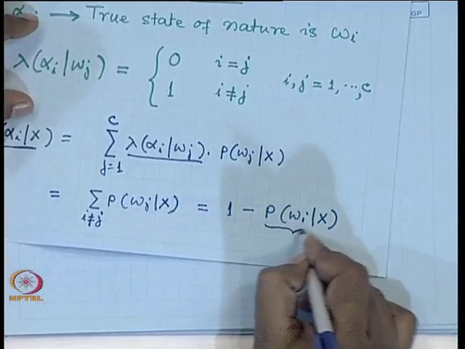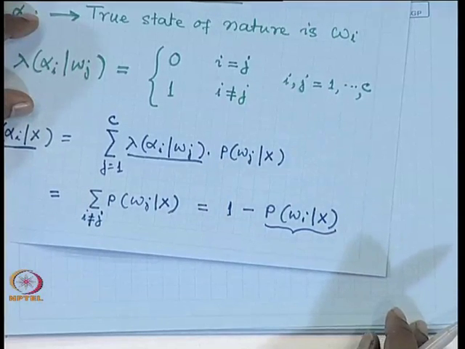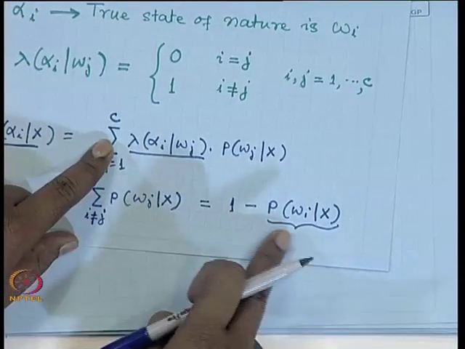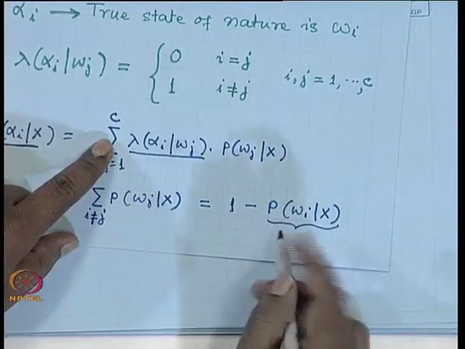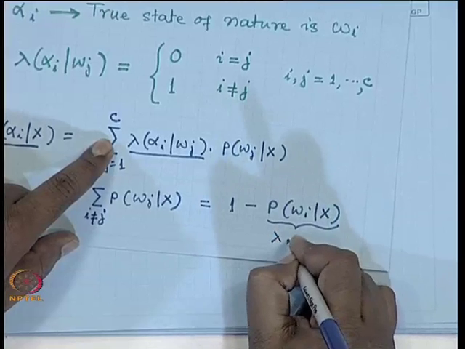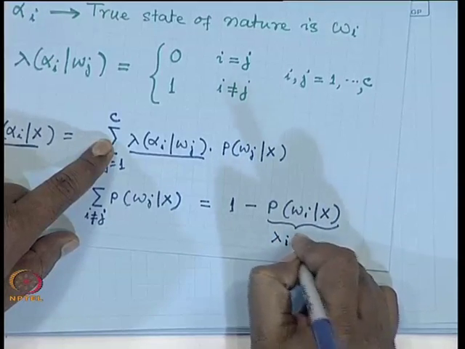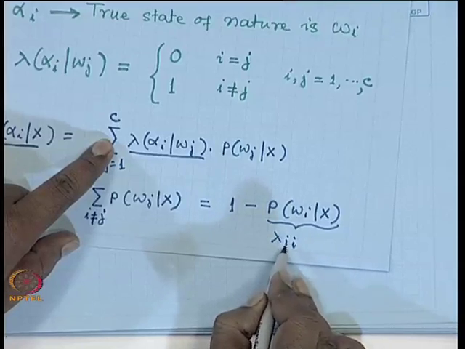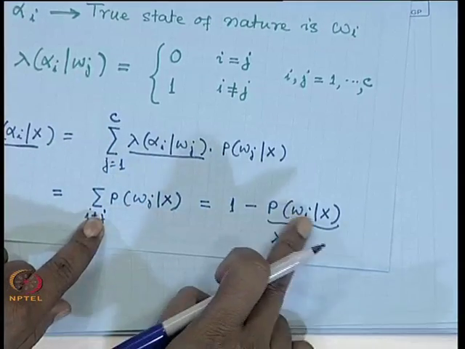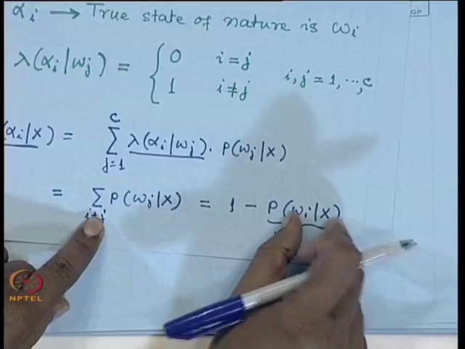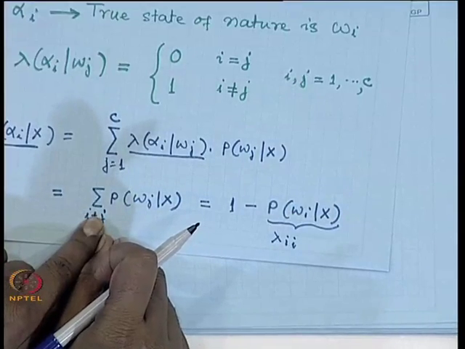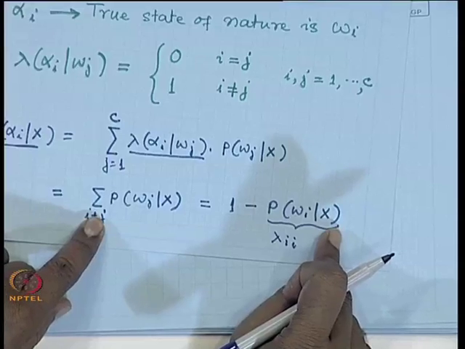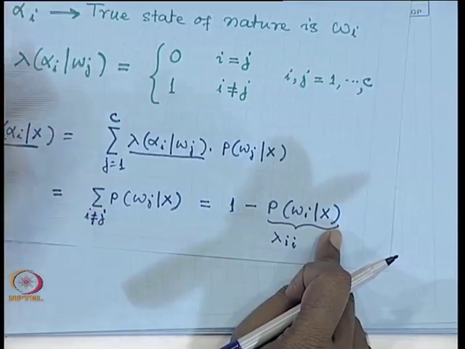Here we are taking this probability p omega I given x. P omega I given x is not 0. But in this expression, this p of omega I given x was to be multiplied by lambda I. This lambda I is 0. That is why in this expression, the term corresponding to this is absent. It is only because of this. P of omega I given x is not 0.